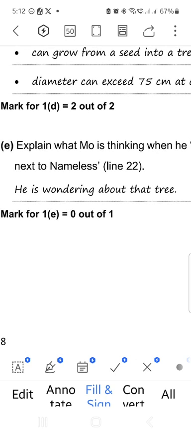Explain what Mo is thinking. Now it starts with the word explain. You will go back to the text. You will read that part as line number 22 is given. And you have to infer the answer. You have to make up the answer yourself after understanding that part of the text. This is explain. So that is a question that requires implicit understanding. Implicit.